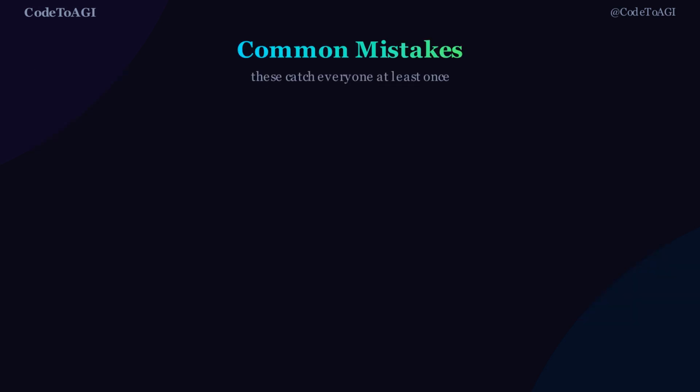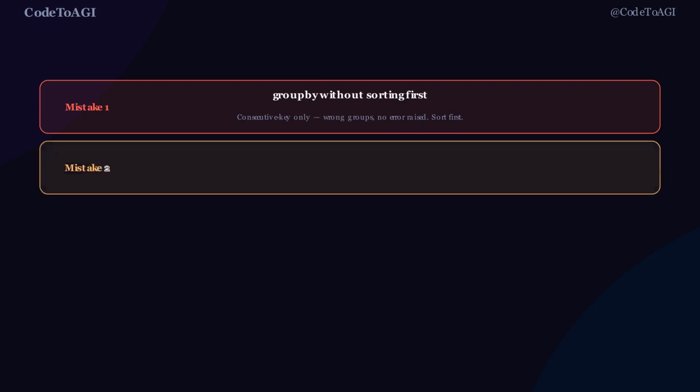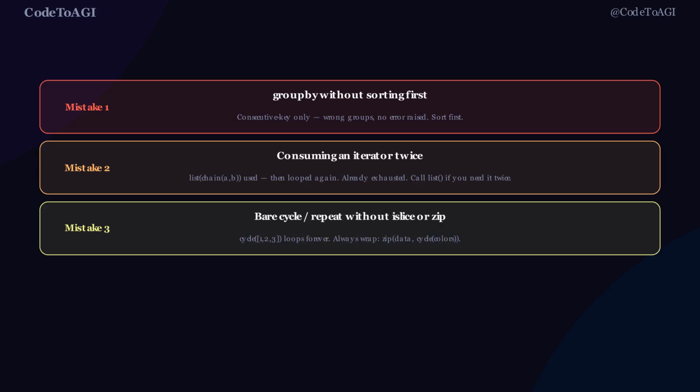Common itertools mistakes. Mistake 1, groupby without sorting first. It only groups consecutive identical keys. Unsorted data gives you wrong groups silently. Mistake 2, consuming a generator twice. Itertools functions return iterators, not lists. Loop through once, it's gone. Call list on it if you need it multiple times. Mistake 3, infinite cycle with no islice. Cycle loops forever. Wrap it. Always.